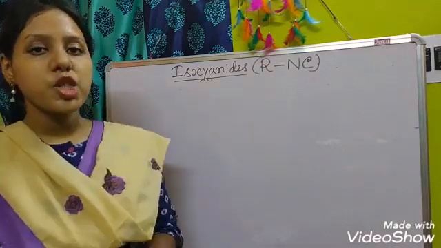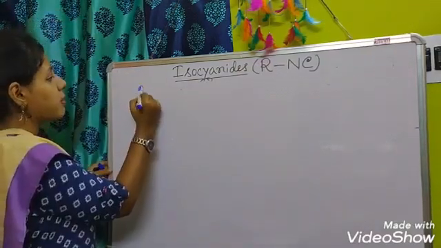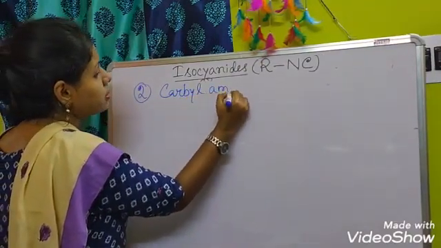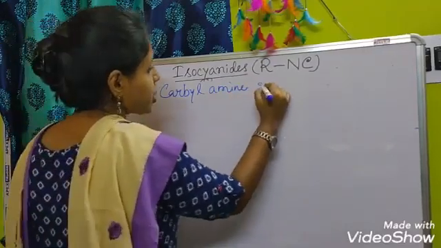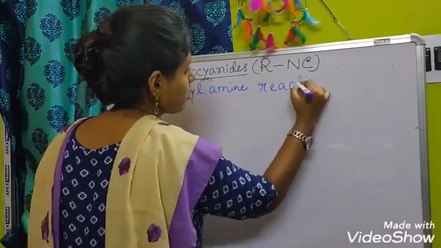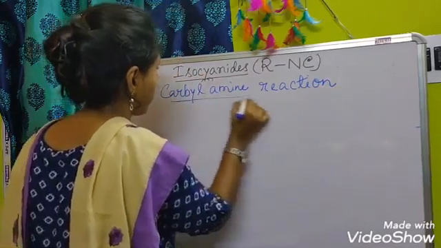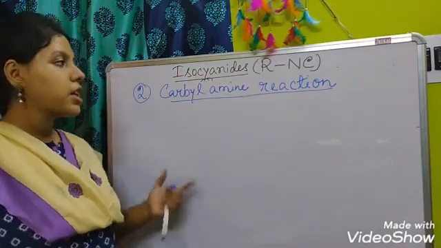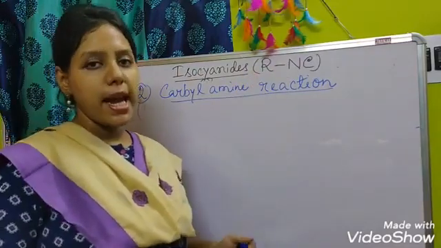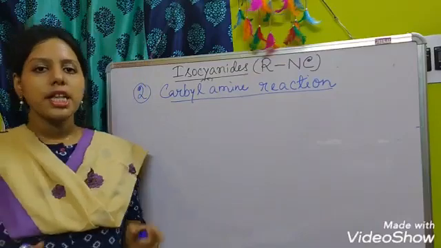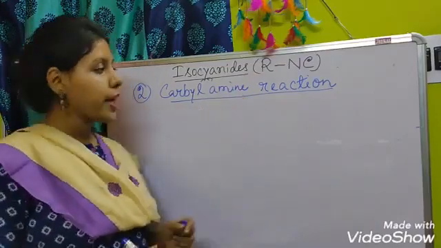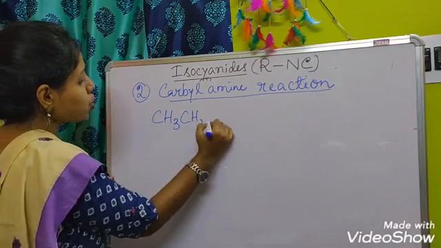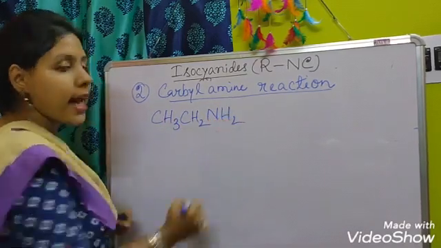Okay, now the next process is known as the carbylamine reaction. So from the name you can easily identify that for the preparation of isocyanide from this process we need the help of an amine group. Okay, so first I am taking here CH3CH2NH2, that is ethylamine.